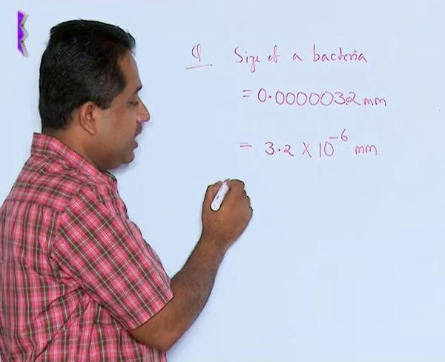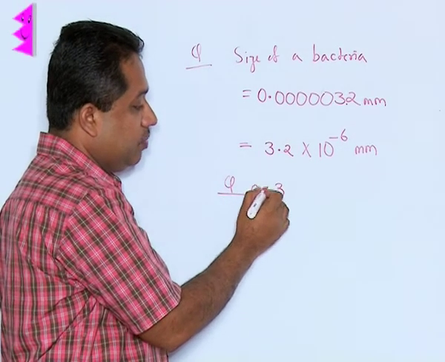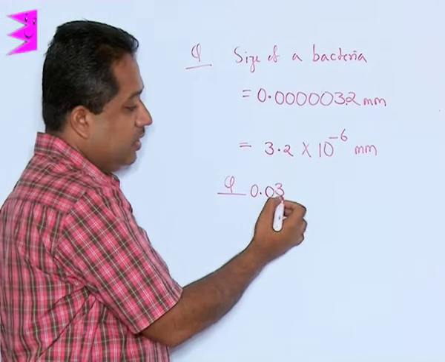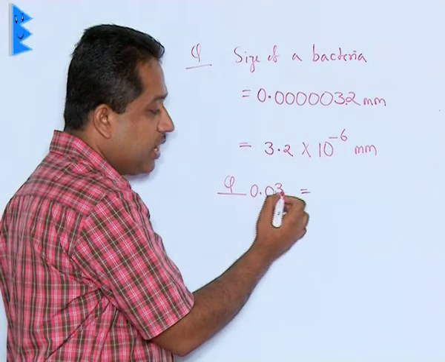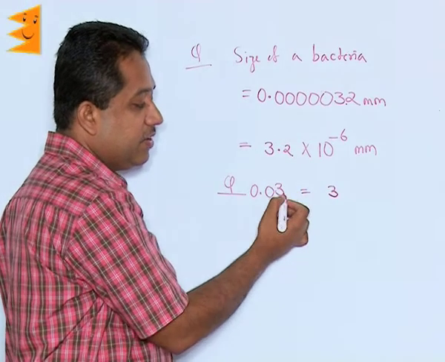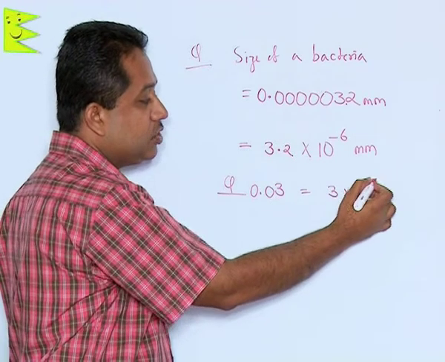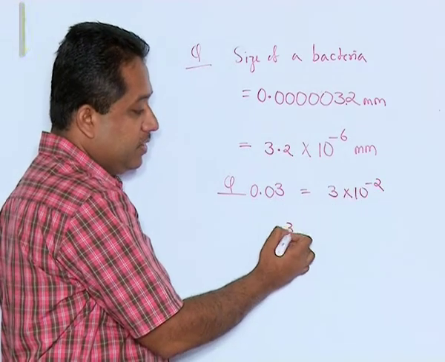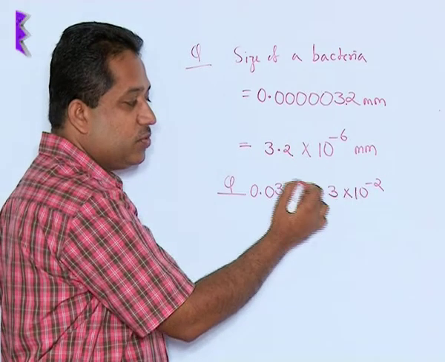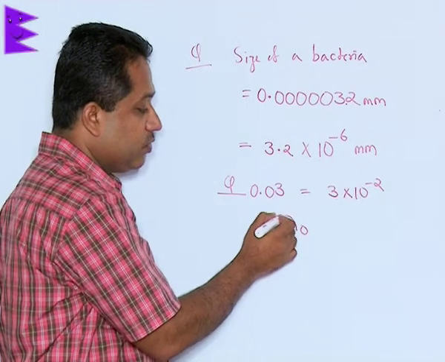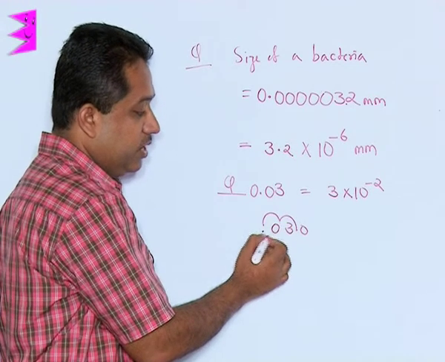We could take another example here. Let's say we have a number 0.03 and we want to write it in the standard form. So the decimal will be put after 3. This can be written as 3 into 10 raised to the power of minus 2. The reason being 3 means 3.0 and 10 to the power minus 2 means the decimal is to be shifted 2 places to the left. So we have 1 and 2. So that's why we have 0.03.